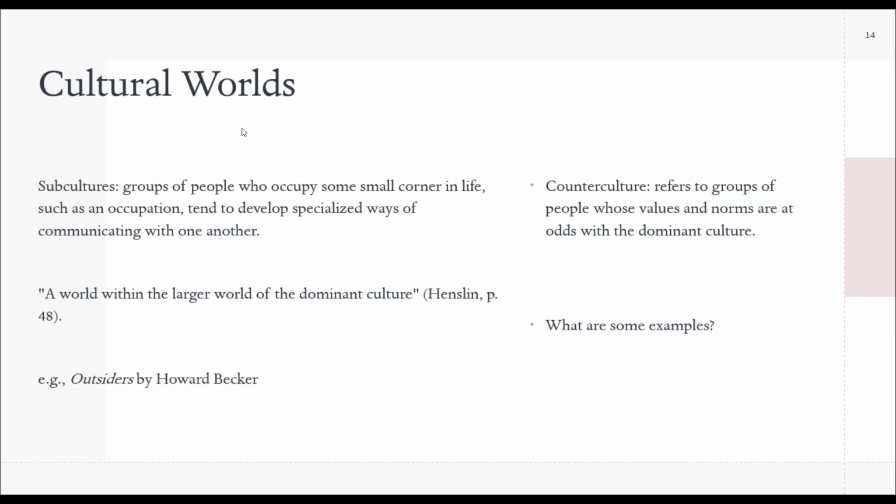Countercultures refers to a group of people whose values and norms are completely at odds with the dominant culture, completely at odds. And so, before I get into my examples, take some time, reflect upon this definition, and think about it. What would be some examples of countercultures here? What are some examples of subcultures? How do you distinguish between these two definitions and terms? Are you confused by these two definitions?